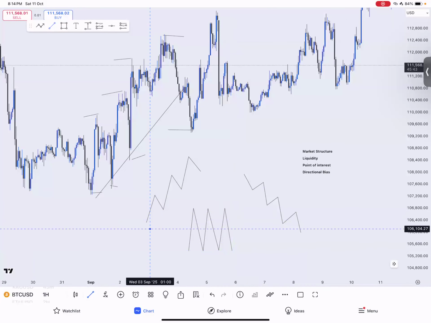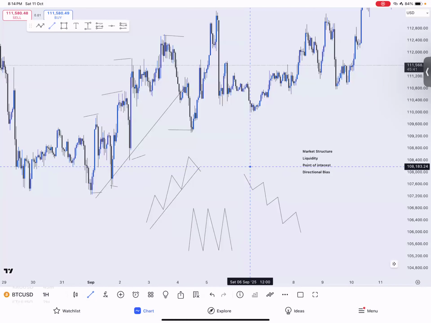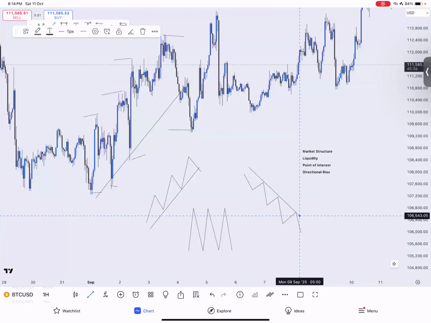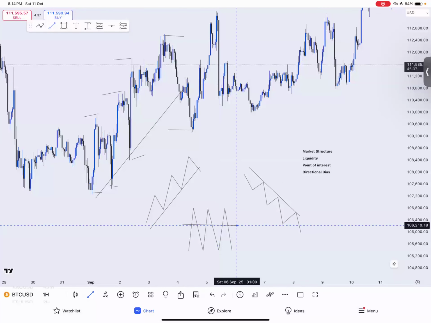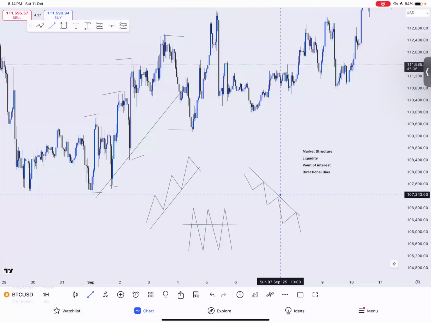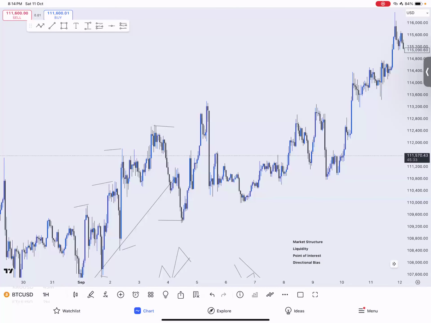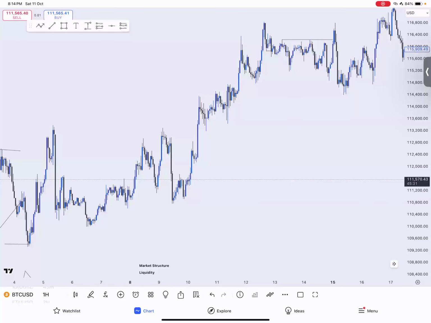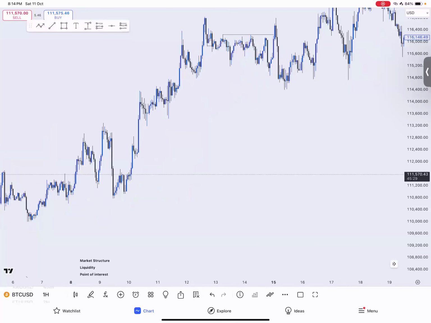So this is an example of an uptrend, an example of a downtrend, and an example of a ranging market. These are the three basic ways that price makes its movement. Market approaches one level or another, and it is either trending to the upside, trending to the downside, or ranging.